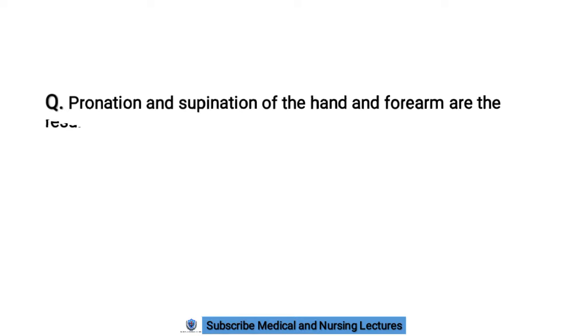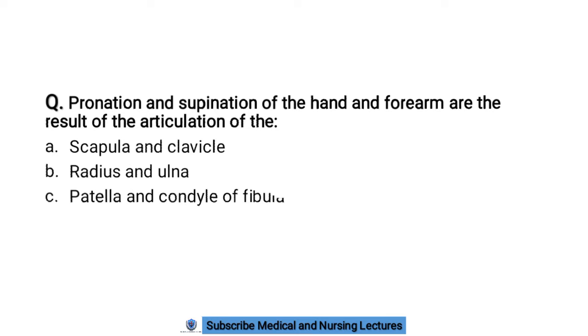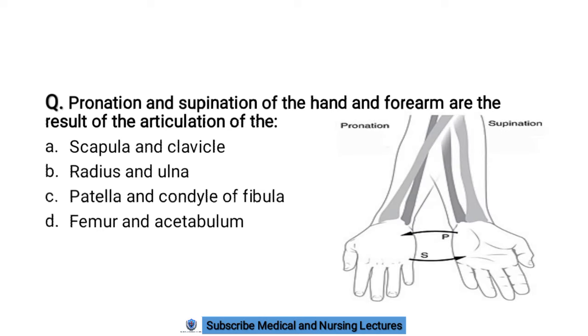3 out of 5. Pronation and supination of the hands and forearm are the result of the articulation of: option A, the scapula and clavicle; option B, radius and ulna; option C, patella and condyle of fibula; the last option, femur and acetabulum. With the help of the picture, you can easily guess which two bones help the hand and the forearm to articulate. So here the correct option is option B, radius and ulna.